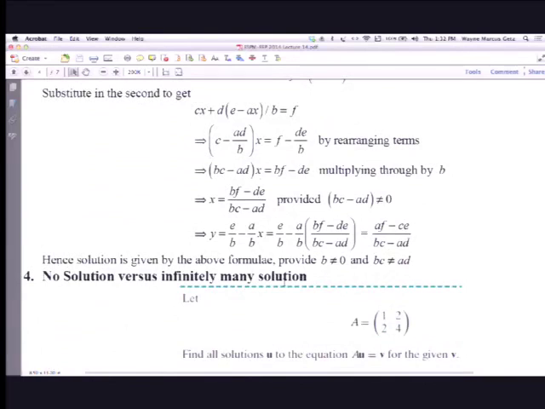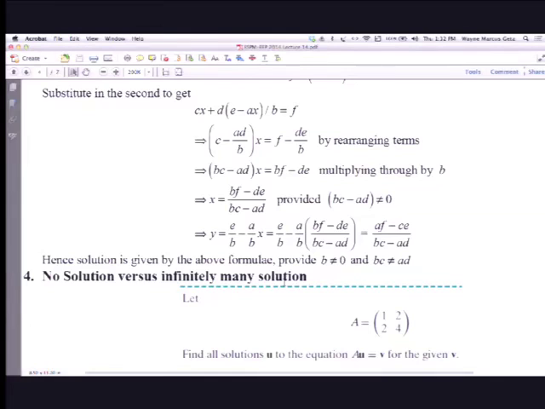And then provided B, which we assumed not to be equal to 0, we can multiply through the top and bottom by B. And we can get BC minus AD times X is equal to this. And once we solve for that, then we can substitute in any one of the equations, and we can get the value for Y. So solutions are given by the above formula, provided that B is not equal to 0, and BC is not equal to AD.